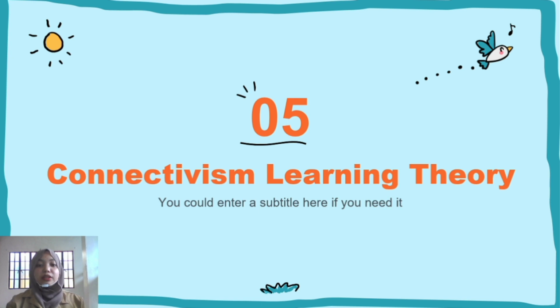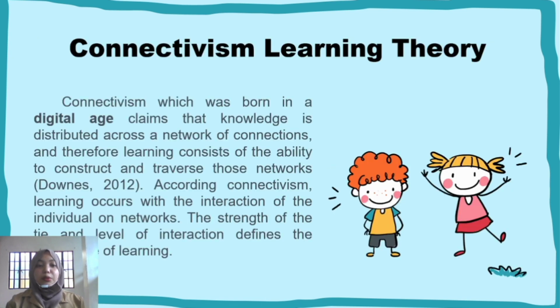Now, connectivism learning theory, from the word connect. In this learning theory, knowledge is distributed across a network of connections, and therefore learning consists of the ability to construct and traverse those networks. So we have to interact and connect with individuals within a group of people within a network in order for learning to occur. And it is stated that the strength of the tie and level of interaction defines the magnitude of learning.